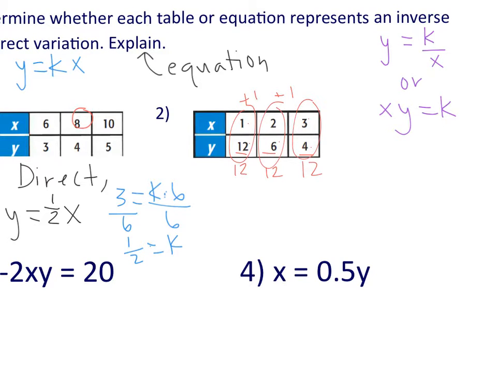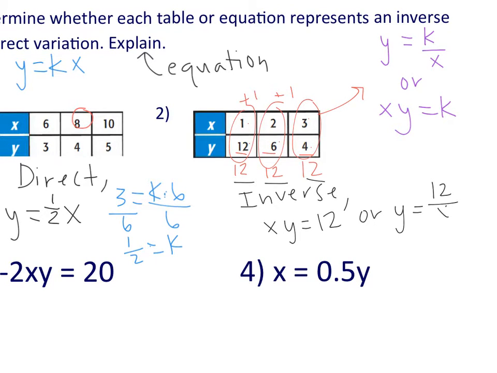So now if I wanted to write an equation, I can either choose, again, right up here, y equals k over x, or xy equals k. So here, we know that x times y equals what constant? Well, we got 12 for each one. So I could say, this is inverse variation. And I could write, because xy equals 12, that's what our two terms multiply to be, that constant of 12. Or I could write y equals 12 divided by x, and that would be the same equation. Again, because my constant is k, so that would be in the numerator. So that would be my answer for number 2.